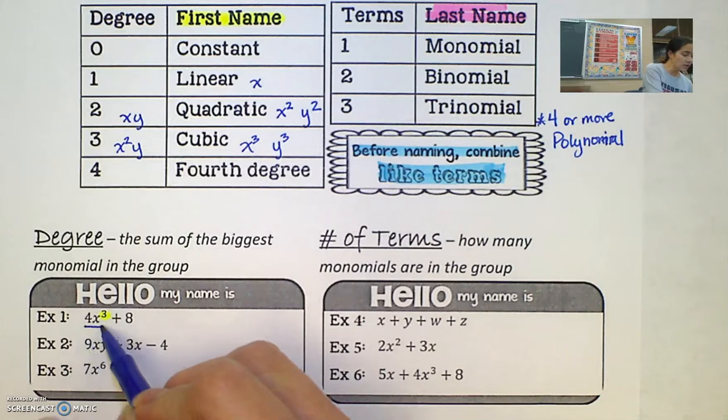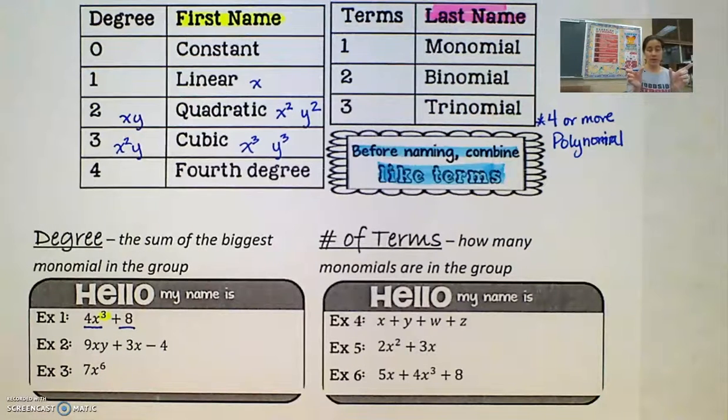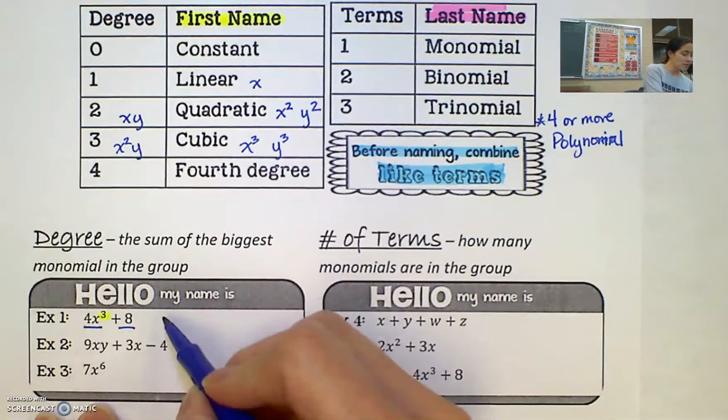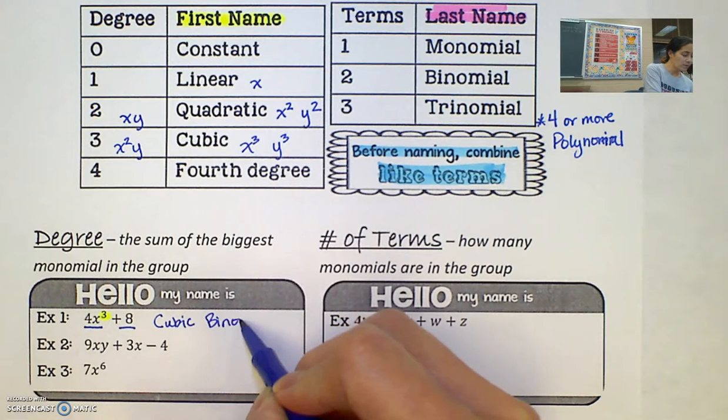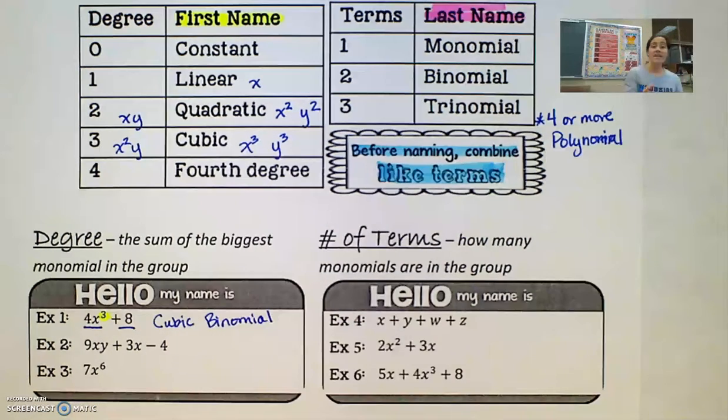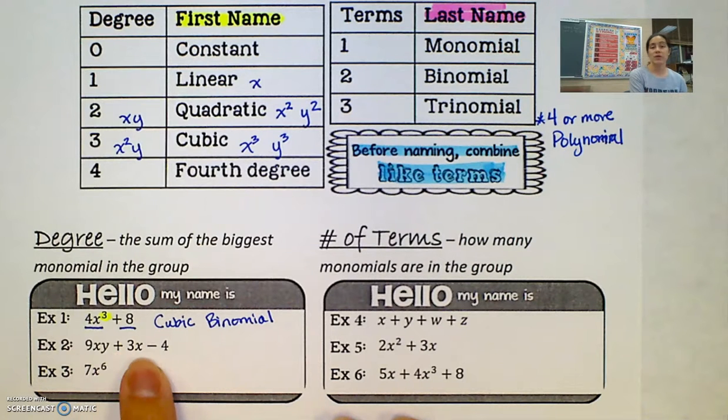This is a monomial, and this is a monomial. When they're separate, they're called monomials. But together, they make a group of 2. So that's a binomial. So this is going to be a cubic binomial. So that is the name of that polynomial. It is a cubic binomial. Okay? Now again, make sure, example number 2, that they're in standard form.